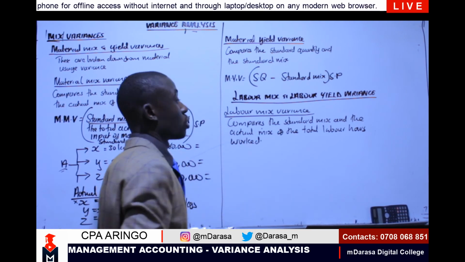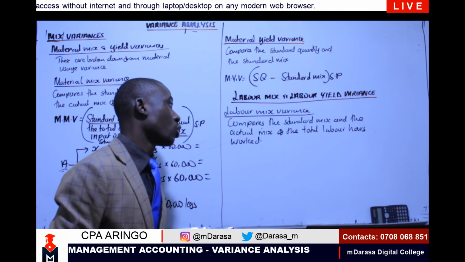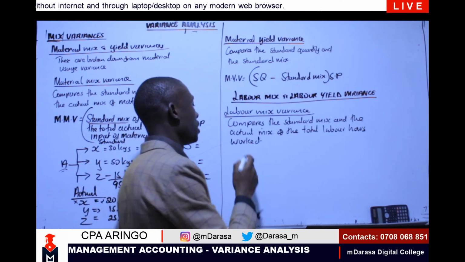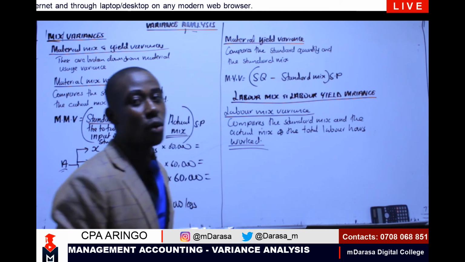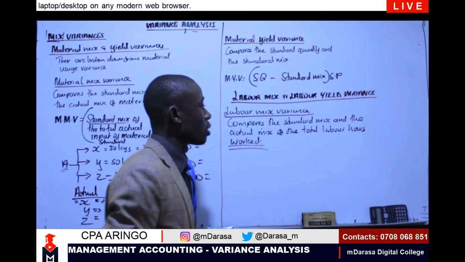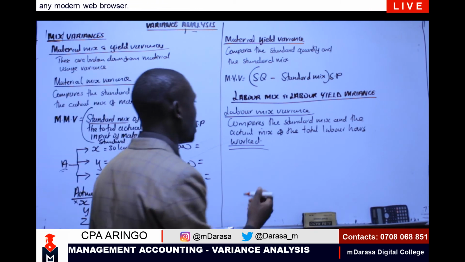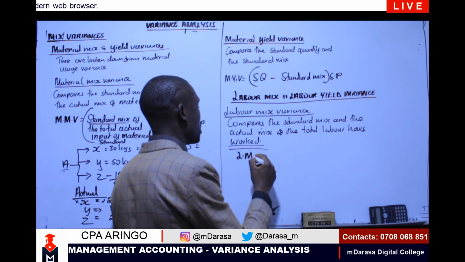We are saying that this one compares the standard mix and the actual mix of the total labor hours. The keyword here is labor hours worked. So the same concept applies here. To determine our labor mix variance, this is what we'll be looking at.